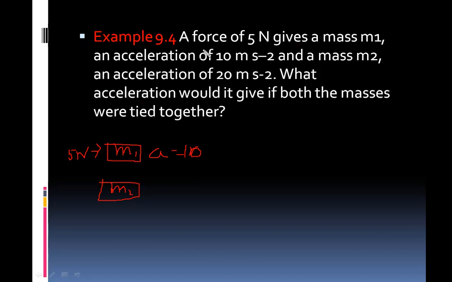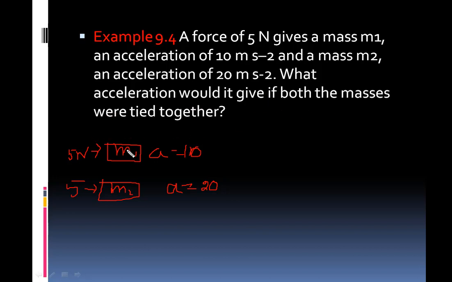The same force, a force of 5 Newton, gives a mass m1 an acceleration of 10 meter per second square. The same force is applied on another mass m2, where this mass acquires an acceleration of 20 meter per second square. What acceleration would it give if both the masses were tied together?